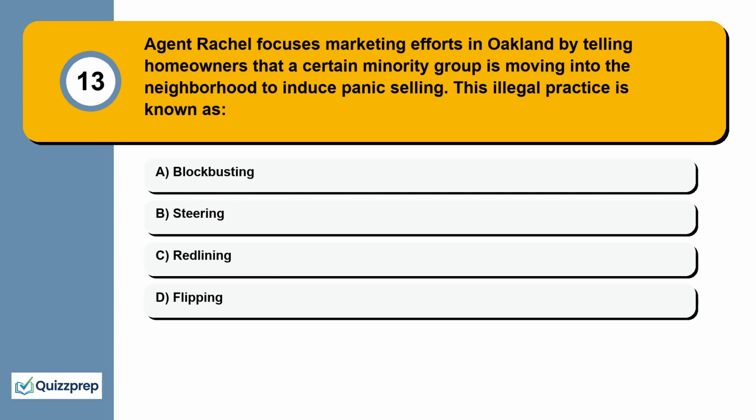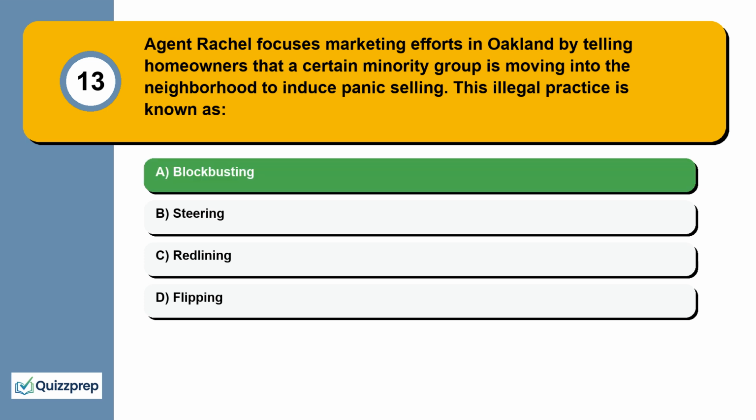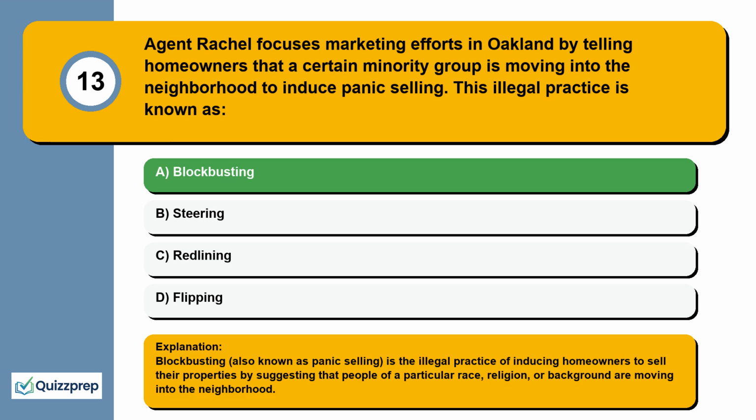Question 13. Agent Rachel focuses marketing efforts in Oakland by telling homeowners that a certain minority group is moving into the neighborhood to induce panic selling. This illegal practice is known as blockbusting, steering, redlining, flipping. Blockbusting, also known as panic selling, is the illegal practice of inducing homeowners to sell their properties by suggesting that people of a particular race, religion, or background are moving into the neighborhood.